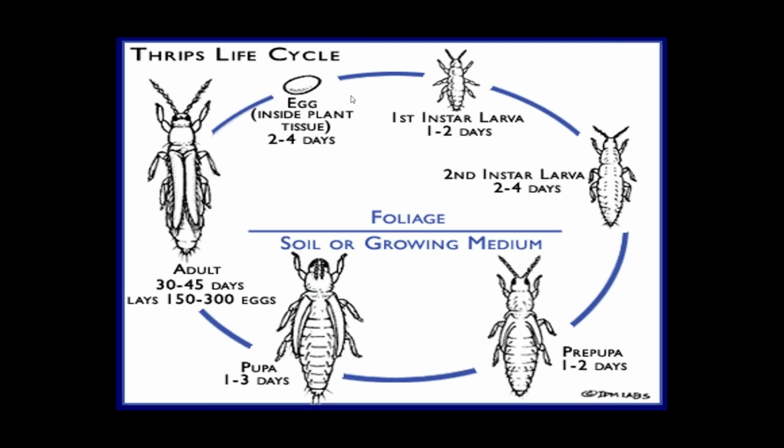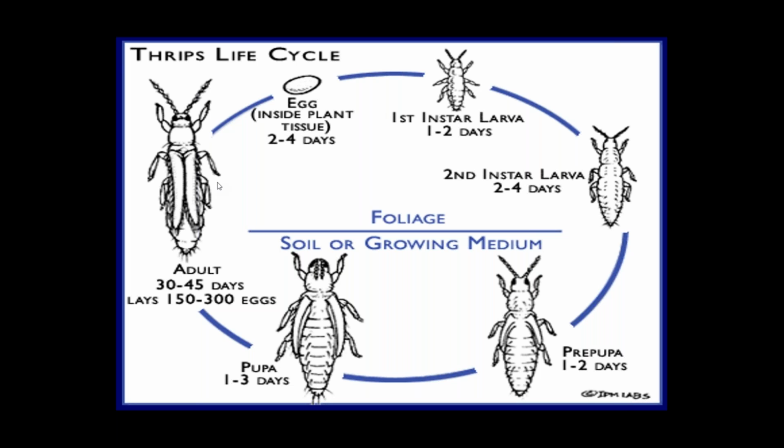This is the life cycle. The eggs are inserted in plant tissue. The first and second instar larvae feed, and then they drop down into the soil. And these are the pupal stages, a prepupa and a pupa. They do not feed on the roots, and they do not feed on any other plant parts. They come out of the soil, and the adults also start feeding, and the adults tend to feed more on the flowers, whereas the larvae tend to feed more on the foliage. Okay, so the damaging life stages are the first and second instar nymph and the adult.